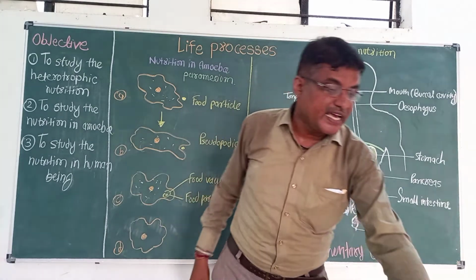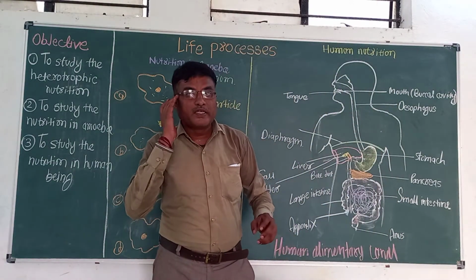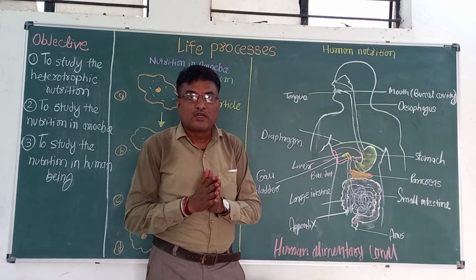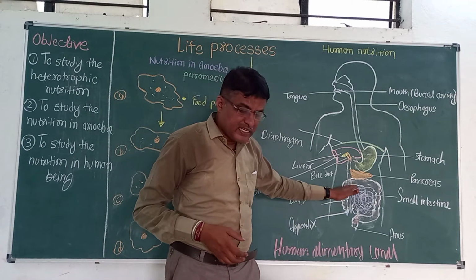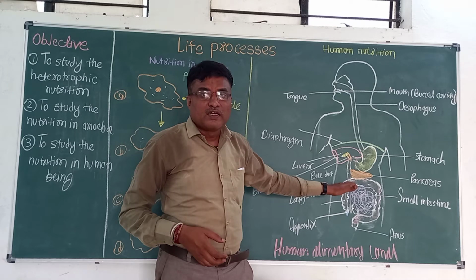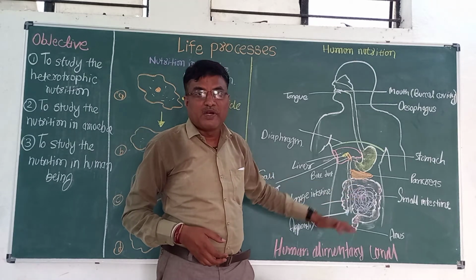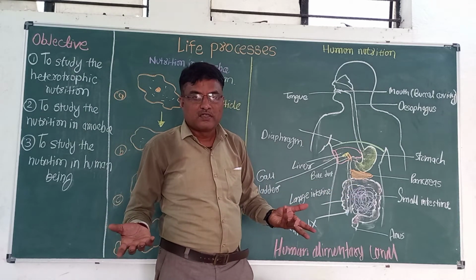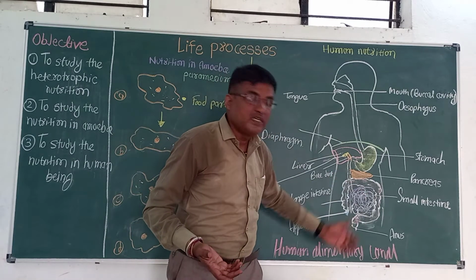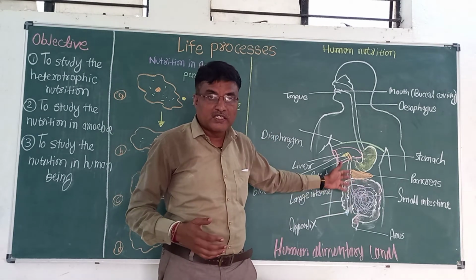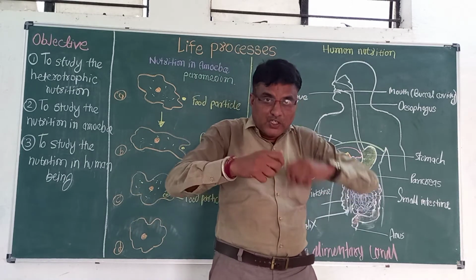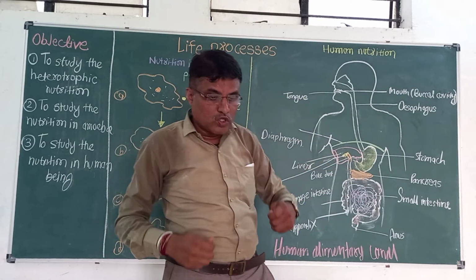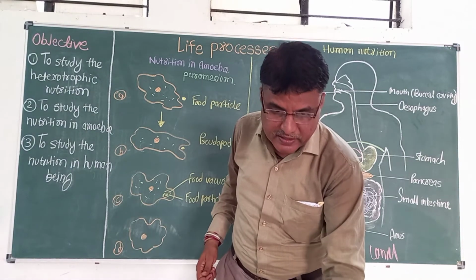This small intestine is connected to liver also and pancreas also. Small intestine, you can see, that is actually small in diameter but larger. But how is that packed in the digestive system? How is that small intestine packed? That is due to the coiling. Due to the coiling, that is packed.